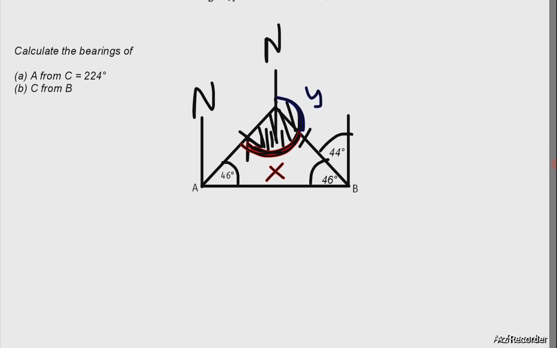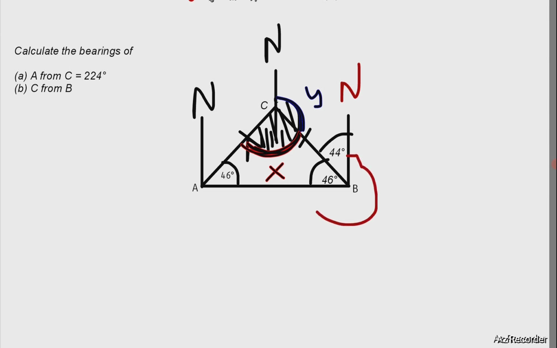Okay, so let's see how we can find C from B. Remember, it says from B. Let me try to use a different ink so that we can see this nicely. We are going to stand at the north pole of B. So the north is here, for B. Standing at the north of B, we go to C.